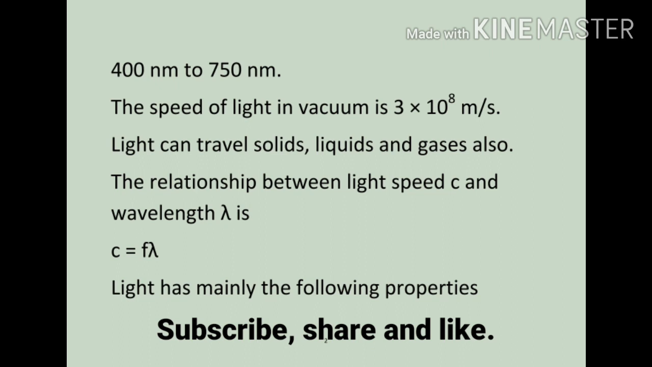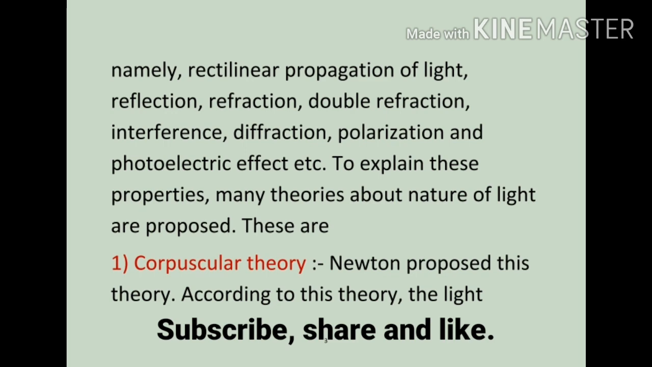The properties of light mainly include rectilinear propagation of light, reflection, refraction, double refraction, interference, diffraction, polarization and photoelectric effect, etc. To explain these properties, many theories about the nature of light have been proposed. First, we know the theories' main points.